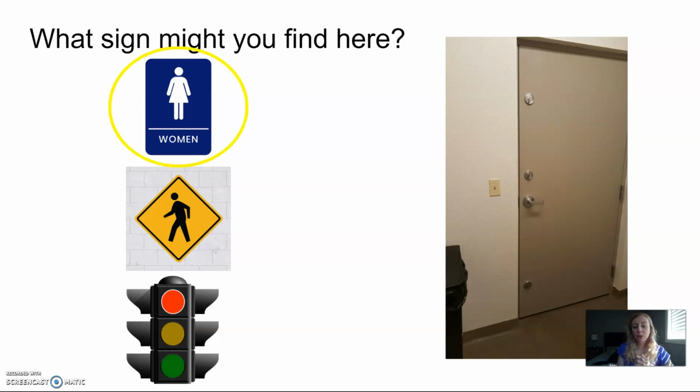If you chose the women's restroom sign, you would be correct. There isn't a traffic light out here, so that one doesn't make sense. And then the walk sign doesn't make sense either, so the one that makes the most sense would be the women's restroom.